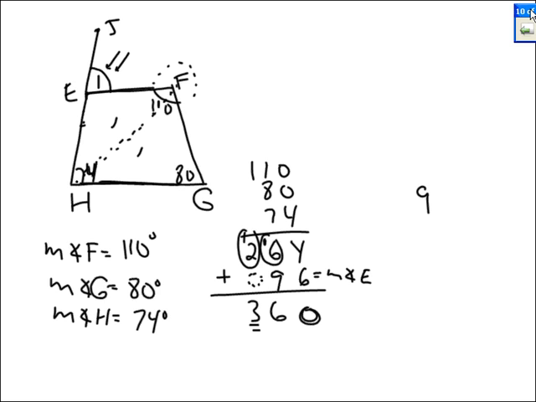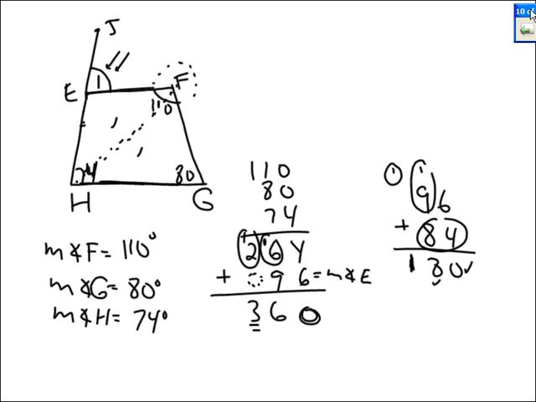Well, I know angle E plus angle 1 should add up to 180. 6 plus 4 gives me 10, carry the 1. This is 10 plus 8 more gives me 18. That must be the measure of angle 1. That's what you add to 96 to get to 180.